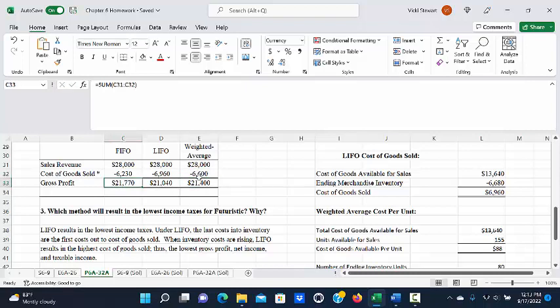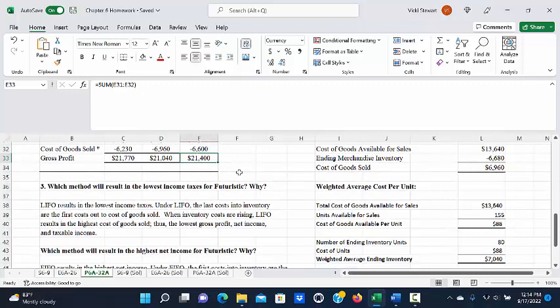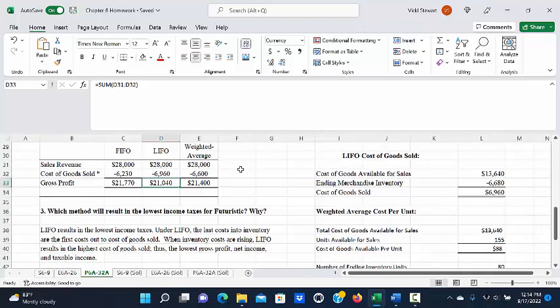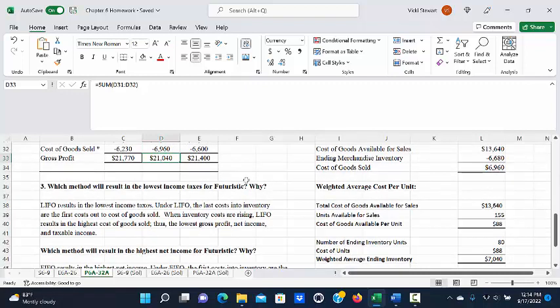And we notice that FIFO gave us the highest gross profit, and LIFO gave us the lowest gross profit, and weighted average will always be between those two. The problem then asks us in 3, which method will result in the lowest income taxes for Futuristic and why. So we know that we had the lowest gross profit under the LIFO method. So the lowest gross profit will also mean the lowest net income and the lowest taxable income.